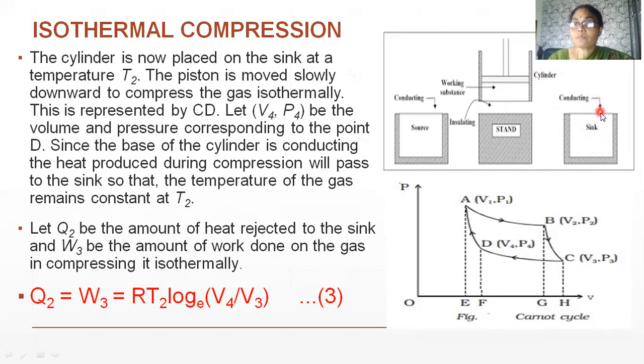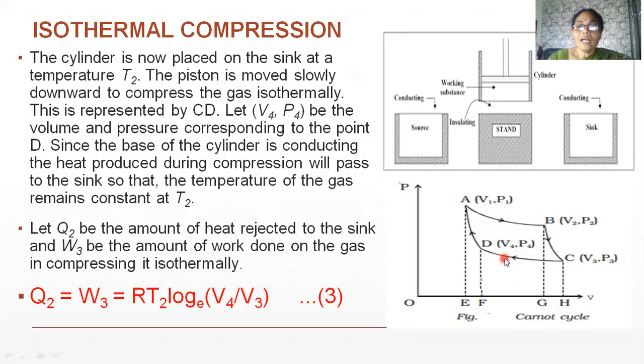Now the working substance is placed on the sink. The piston is slowly moved downwards in order to compress the gas isothermally. When it is compressed, the temperature of the gas remains constant at T2. The volume and pressure change to V4 and P4. This is represented on the indicator diagram by D, V4, P4. So CD represents the isothermal compression process.